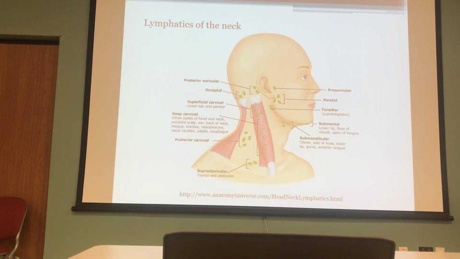Triangles of the neck, you don't have to know. The lymph nodes, we have to know. You guys should know them already. Pre-auricular, post-auricular, occipital, jugular digastric or tonsillar, submandibular, submental, superficial cervical, posterior cervical, deep cervical chain, supraclavicular. All right? Alright?